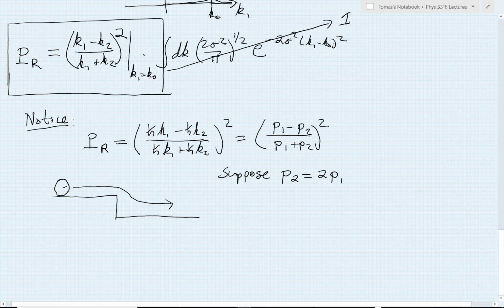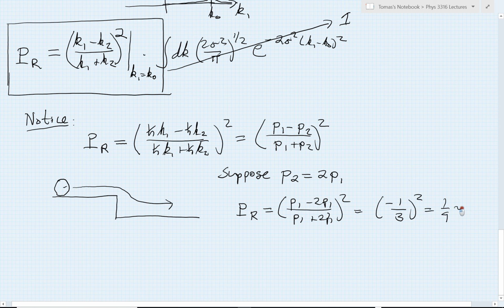And the funny thing then is that because there's no h bars in here, when I substitute in, under my little supposition here, I would get something like P1 minus twice P1, over P1 plus twice P1, quantity squared, which would give me, the P1's cancel, a minus 1 on top and a 3 on the bottom. So I would have 1/9, or about 10% chance of being reflected.